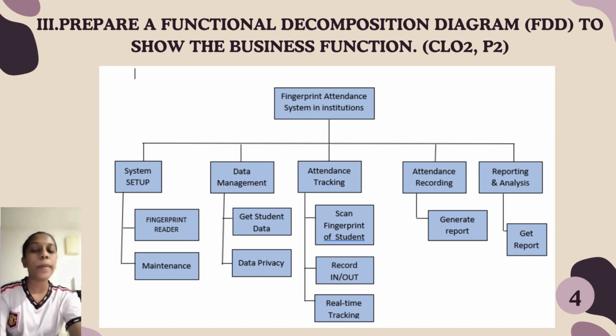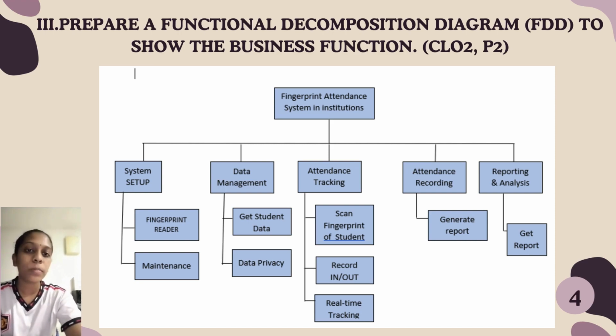Another question is, prepare a functional decomposition diagram, FDD, to show the business functions. The fingerprint attendance system has introduction, system setup, data management, attendance tracking, attendance recording, and report and analysis. For system setup, there are two: fingerprint reader and maintenance. Then data management has get student data and data privacy.